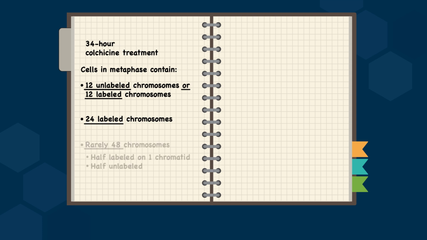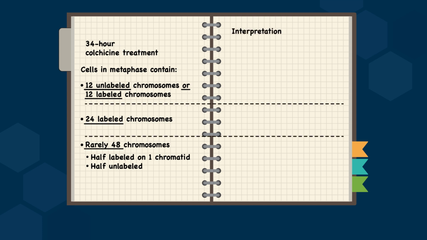Rarely, a third pattern was observed of cells with 48 chromosomes. Half of the chromosomes were labeled on one chromatid, and the other half were unlabeled. These cells underwent 3 rounds of S phase, 1 during the labeling step and 2 during colchicine treatment.